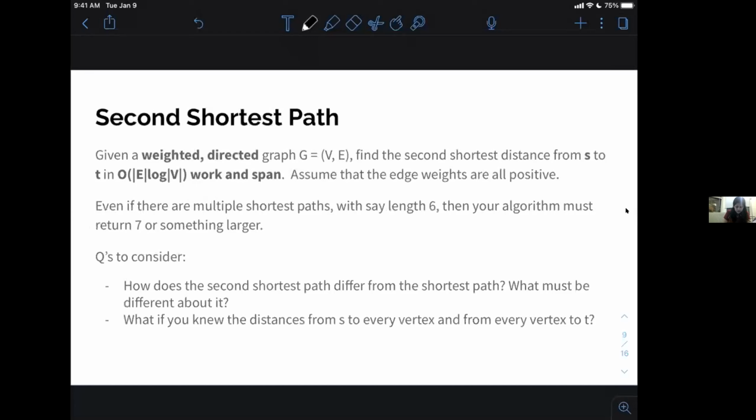Okay, so this problem is pretty tricky, so I have a couple questions for you to consider. First, how does the second shortest path differ from the shortest path? Use Bellman Ford to store a tuple. Can you explain what you mean? Yeah, so that's the first idea I had when I was thinking of this. I'm not sure about using Bellman Ford and storing a tuple, but using Dijkstra's and storing a tuple doesn't quite work.